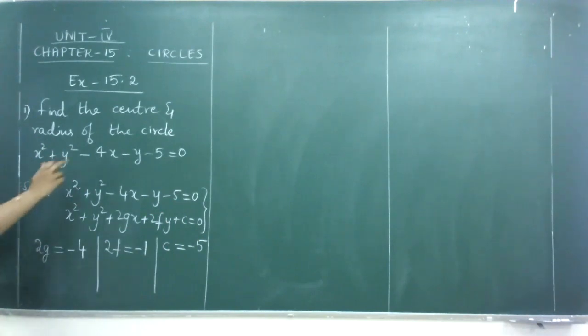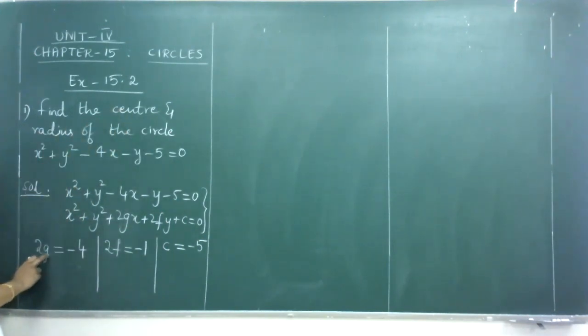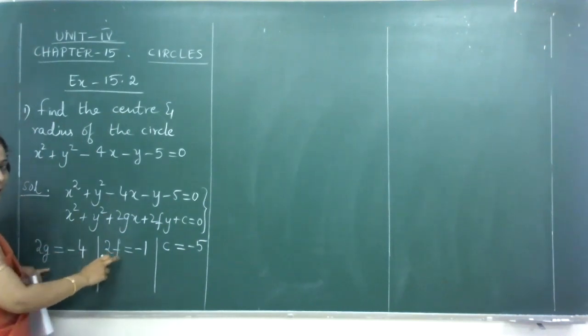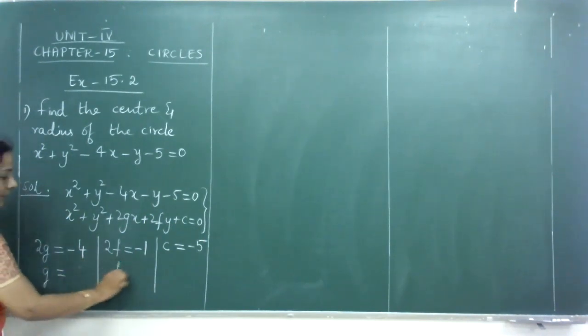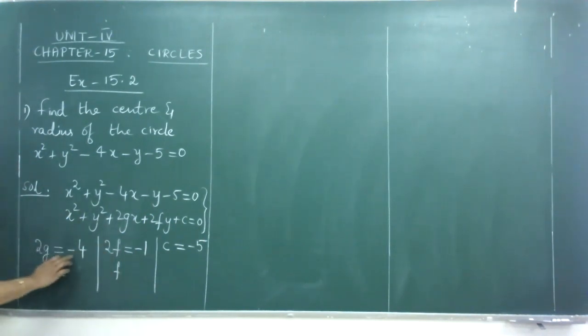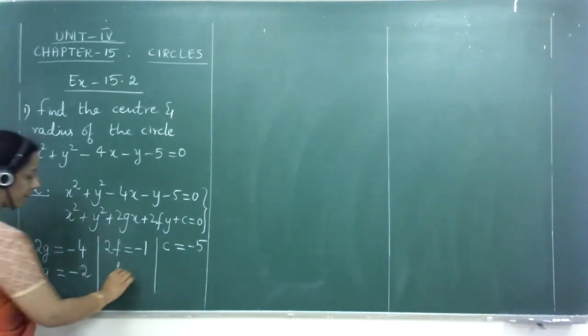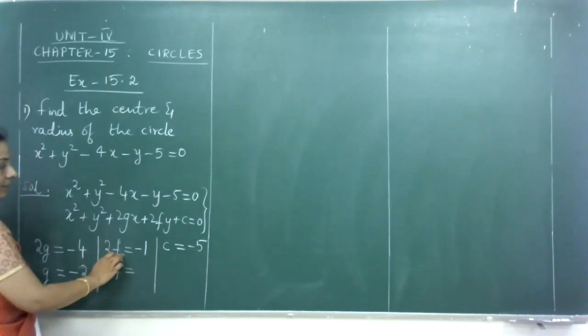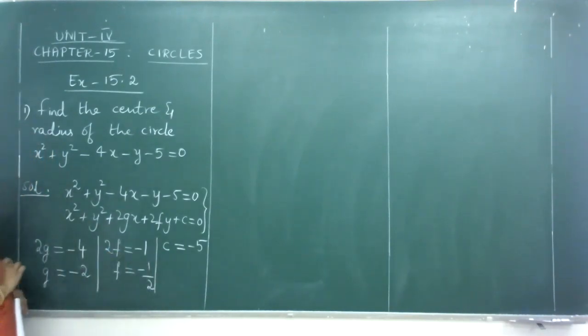But what do I need to find the center and the radius of the circle? I need the values of g and f. Here we get only 2g and 2f. So what should I be doing? I have to extract the values of g and f here. 2g equal to minus 4 would imply g is equal to minus 2. 2f equal to minus 1 would imply f is equal to minus 1 by 2.